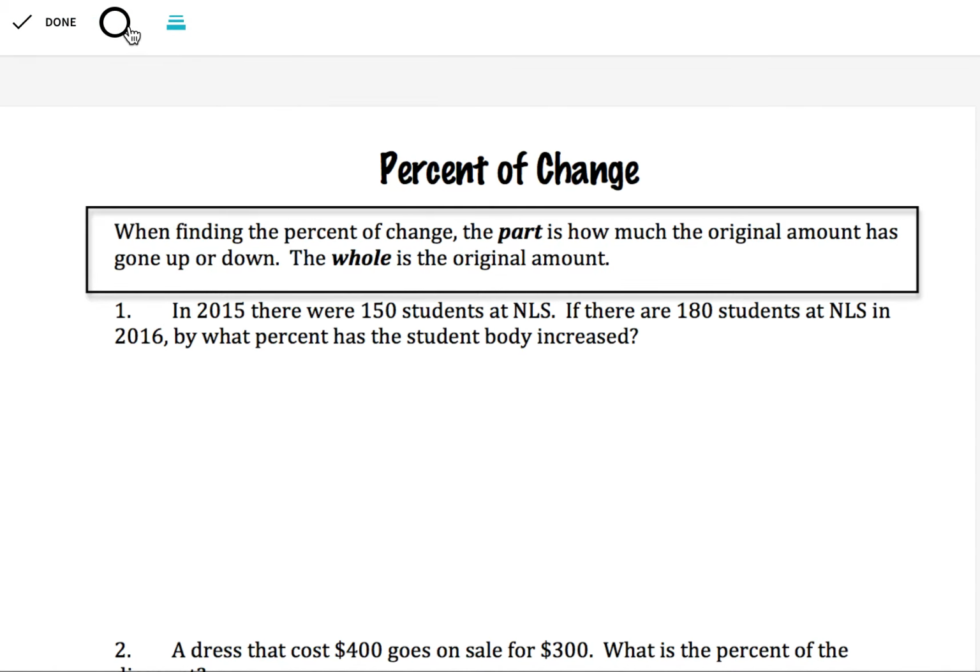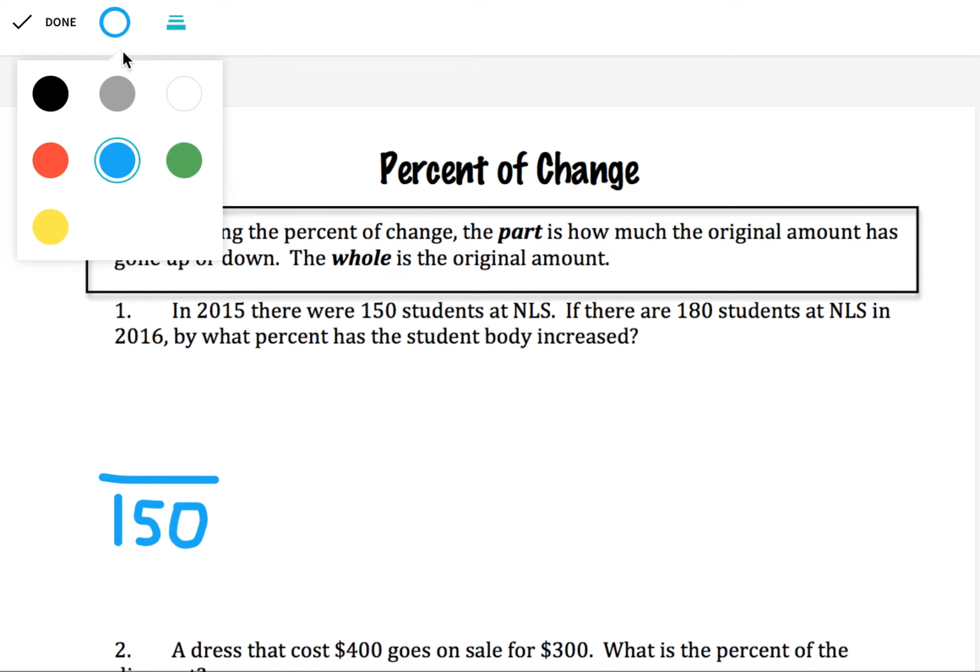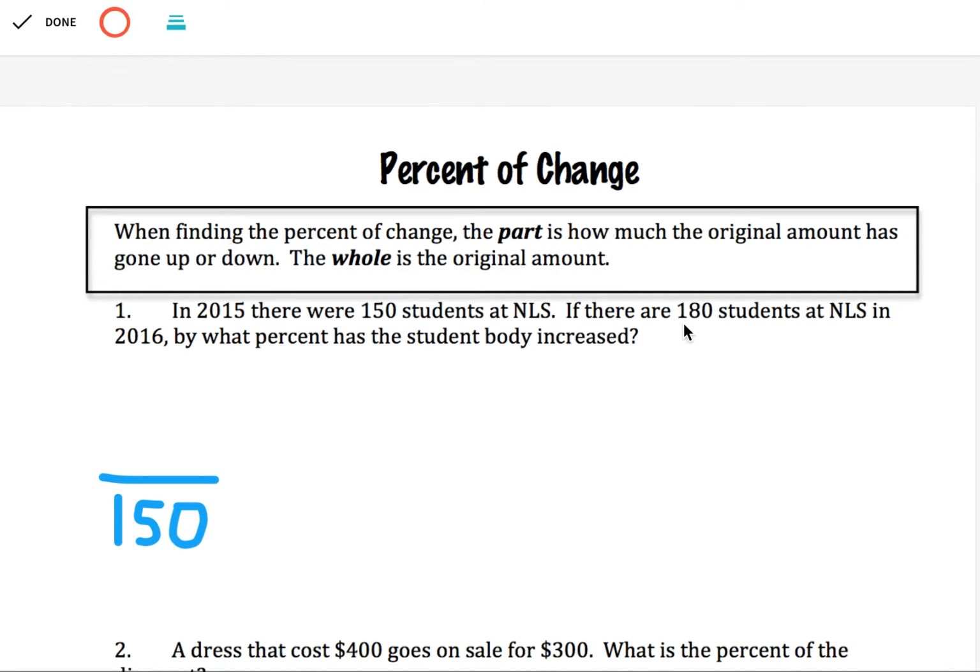So let's take a look at these practice problems. In 2015, there were 150 students at NLS. That is the original amount. There were originally 150 students. If there are 180 students at NLS in 2016, by what percent has the student body increased? So often you're going to need to subtract to find how much it's gone up or down. So there's now 180 students. There used to be 150. Pretty straightforward. It's increased by 30 students. So that goes in the numerator.